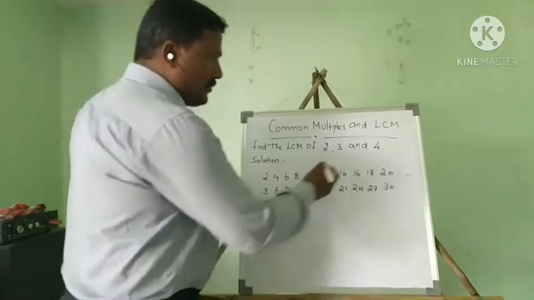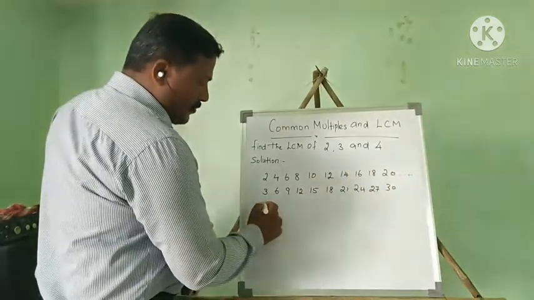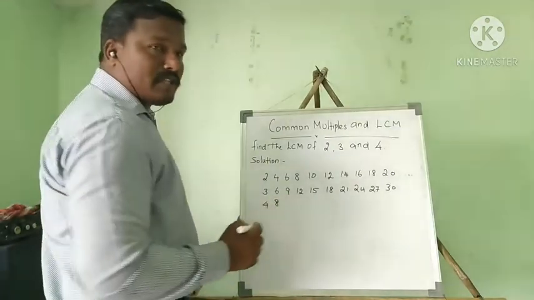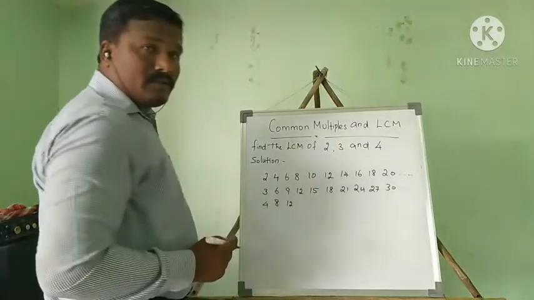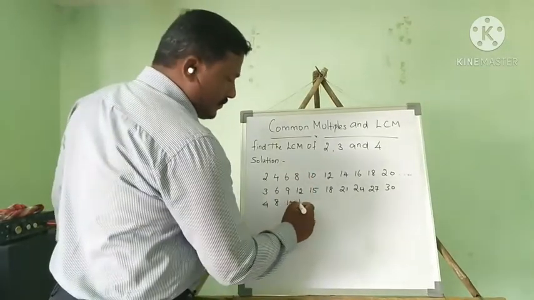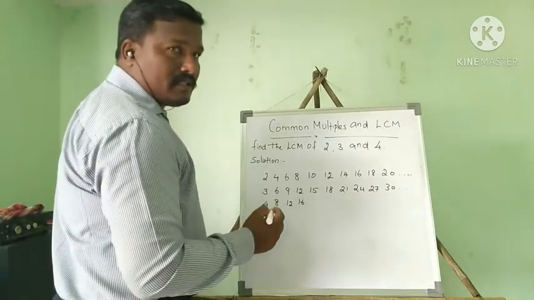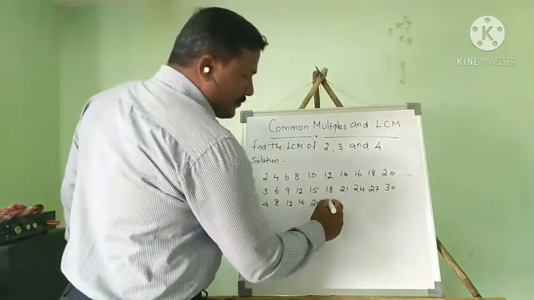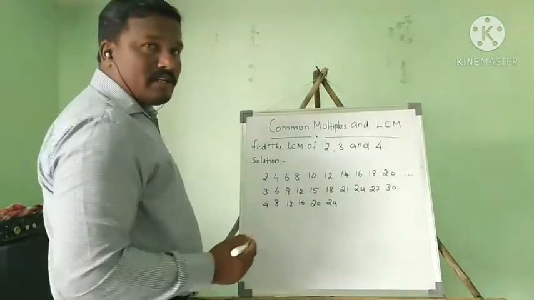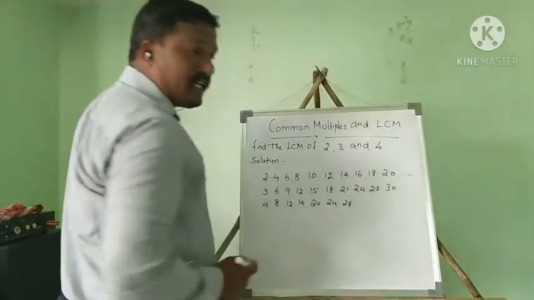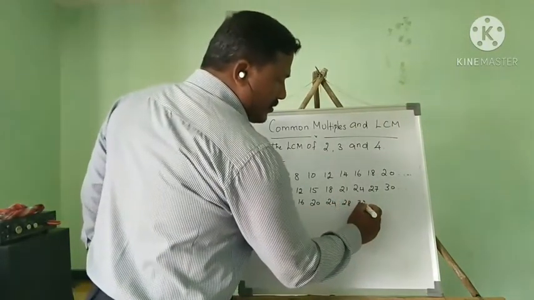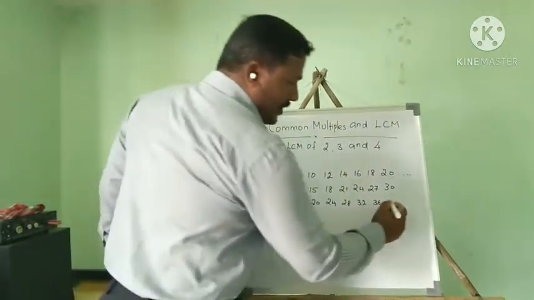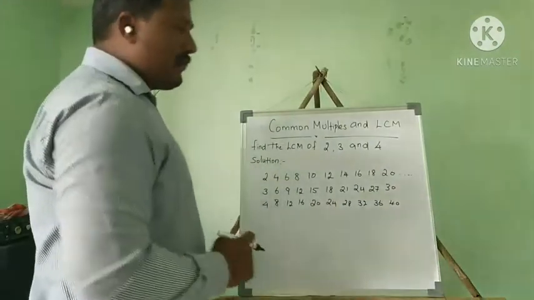Now we are going to find out the multiples of 4. 1 4 is 4. 2 4s are 8. 3 4s are 12. 4 4s are 16. 5 4s are 20. 6 4s are 24. 7 4s are 28. 8 4s are 32. 9 4s are 36. 10 4s are 40, and so on. Okay, we have this much.